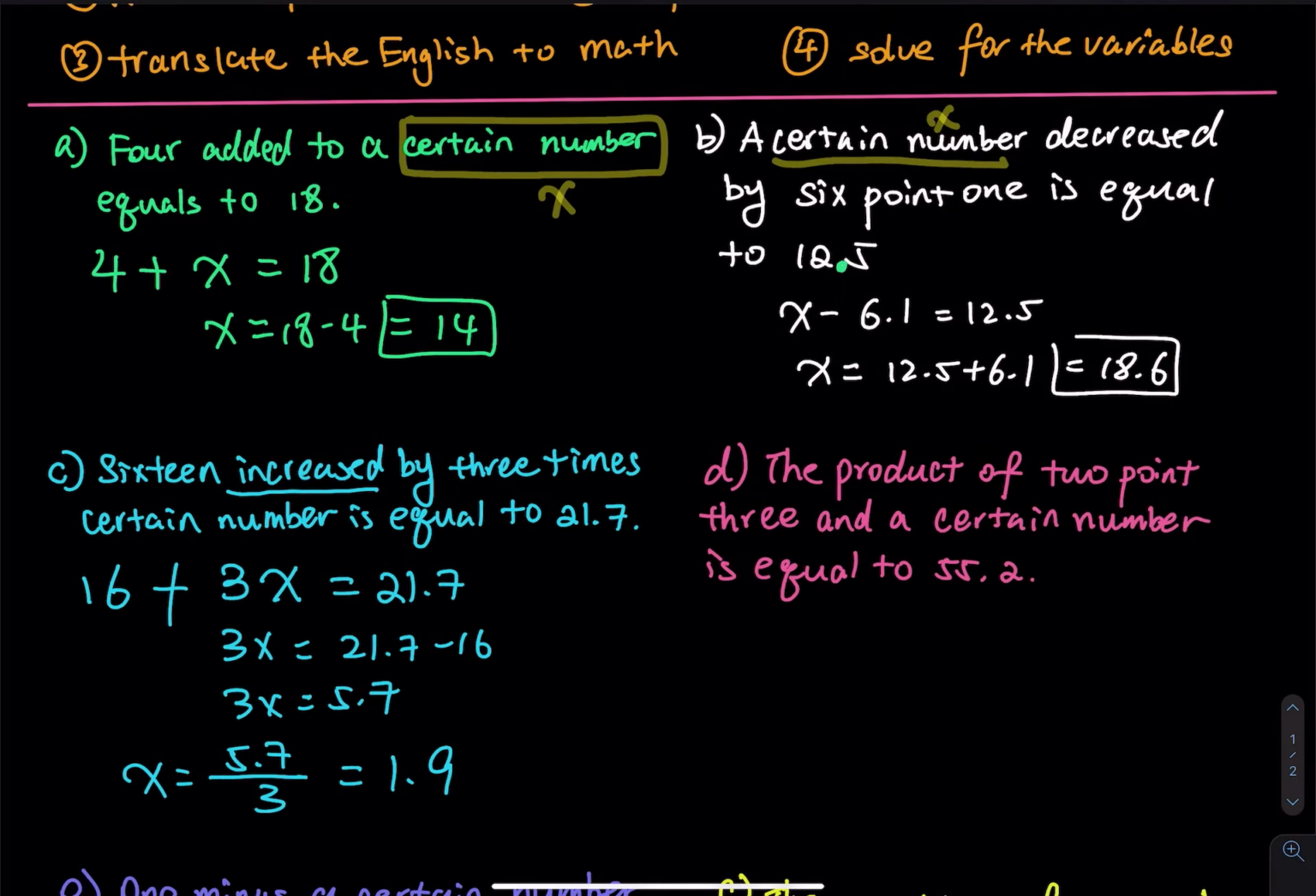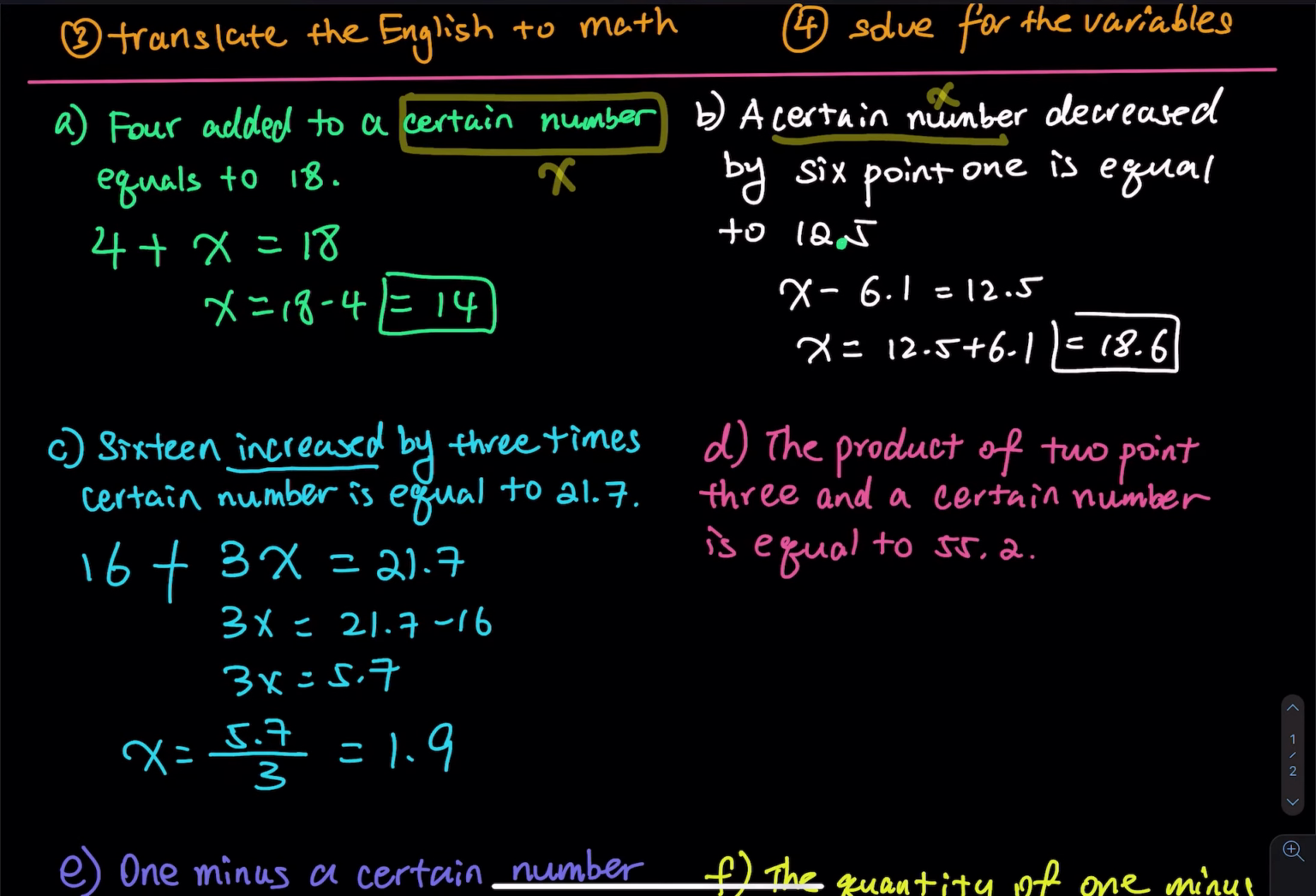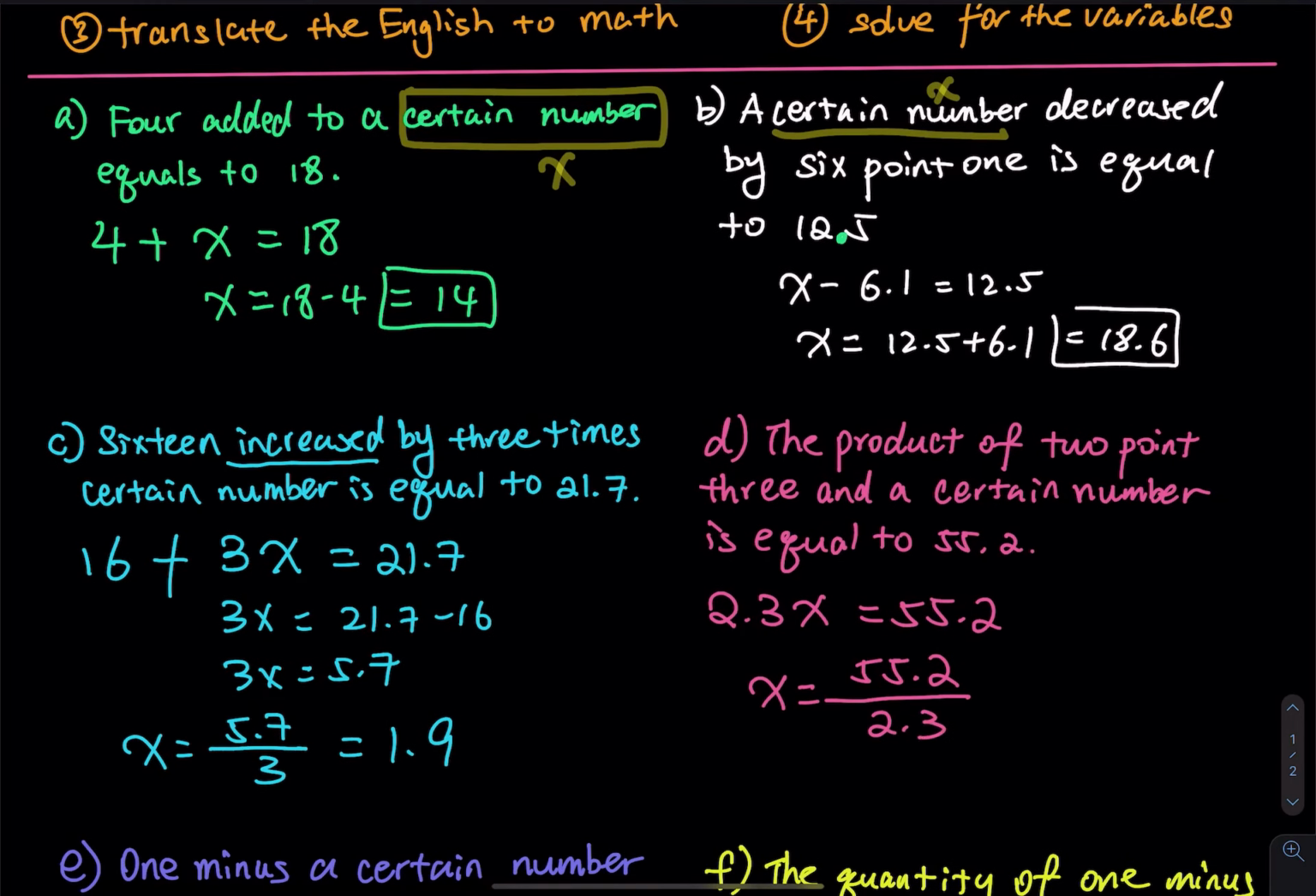All right, let's do the next one, part D. The product of 2.3 and a certain number. So the product means multiplication. The multiplication of what? 2.3 and a certain number. So that will be 2.3 times x. It equals 55.2. So x equals 55.2 divided by 2.3, and that equals 24.